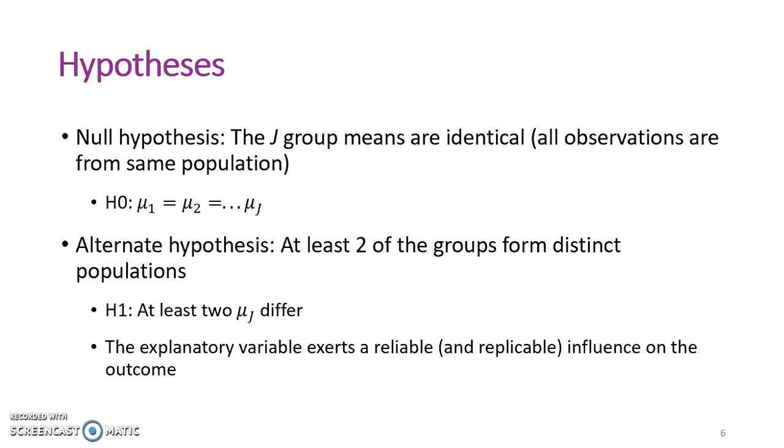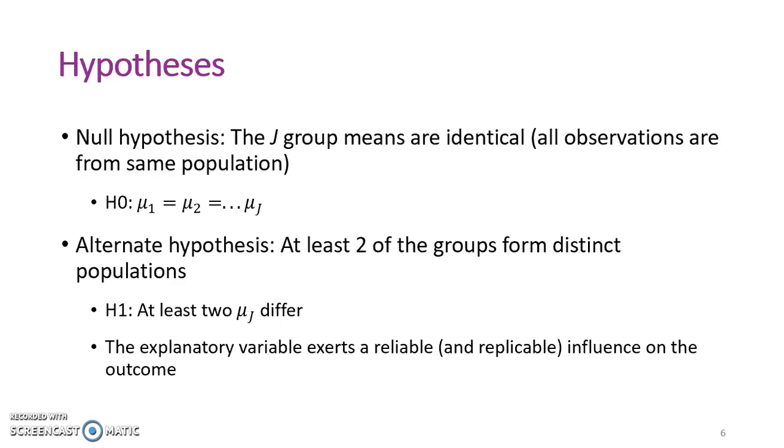So the null hypothesis here would be that the group means are identical, all right? And let's say that we have J number of groups. In this example, J is equal to 3, the 3 different types of quit methods. So we're saying that the group means are identical on the outcome. All observations are from the same population. That's to say that we are not creating 3 distinct populations. The means would be identical across groups because all observations are from the same population.